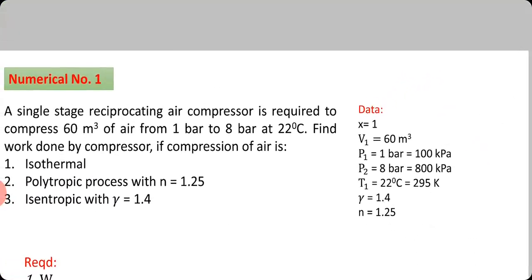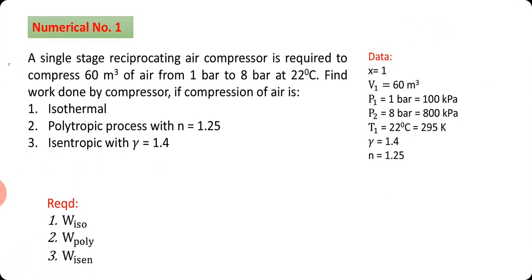Now it is given, it is at 22 degrees Celsius. So 8 bar at 22 degrees Celsius. So T1 is 22 degrees Celsius. Convert it into Kelvin, that becomes 295 Kelvin. Now find the work done by the compressor.